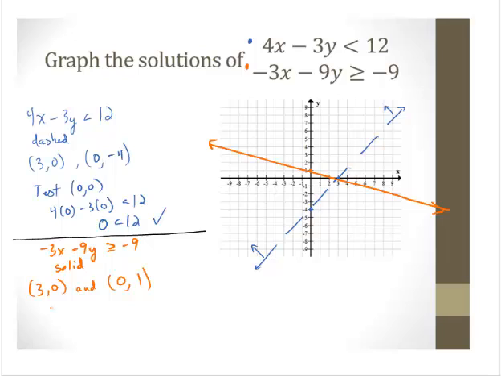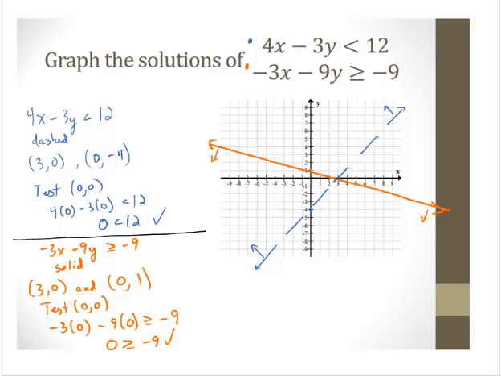Again, I'm going to test (0, 0). Testing (0, 0): negative 3 times 0 minus 9 times 0 is greater than or equal to negative 9. The left-hand side is 0. Is 0 greater than or equal to negative 9? Yes, it is. So (0, 0) is a solution of the inequality in orange, and so I would shade below that line.